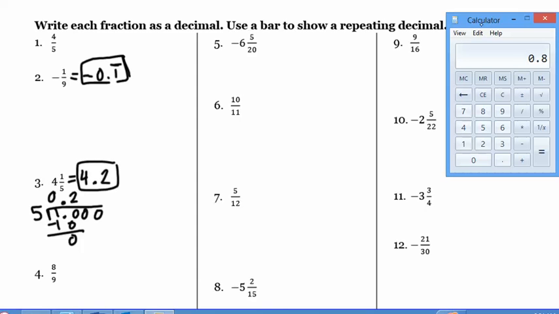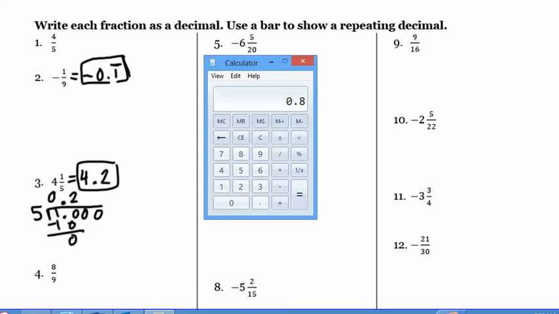And if we bring back up the calculator, keep in mind it's that whole number, so 4 plus the fraction part. So it is 4.2. So that's something you can always do with those.